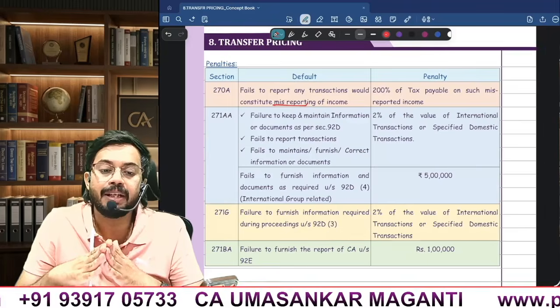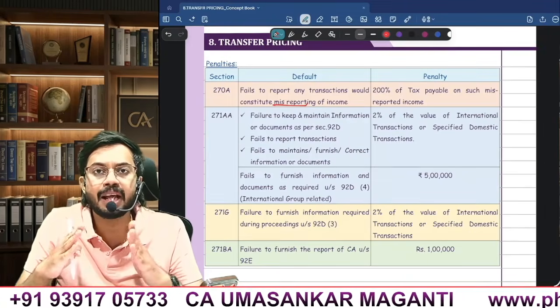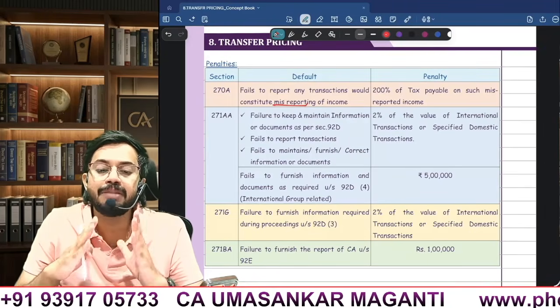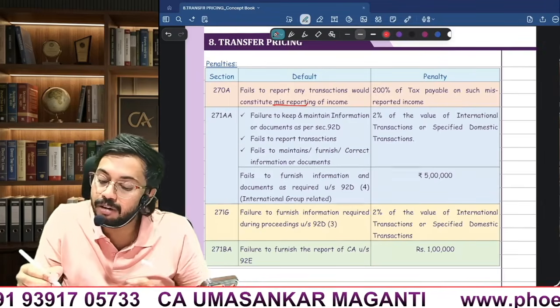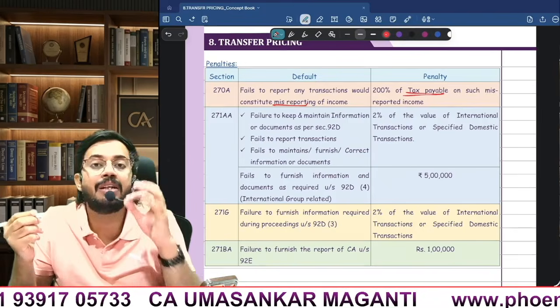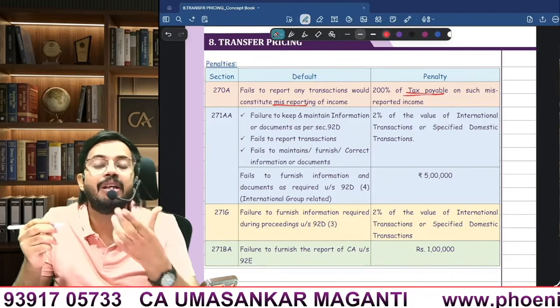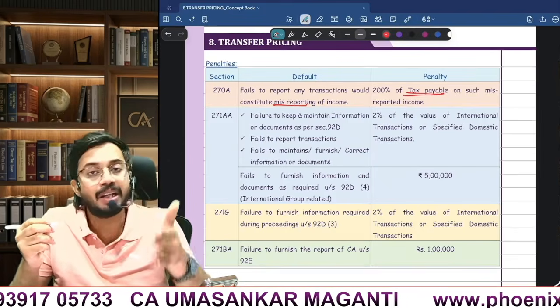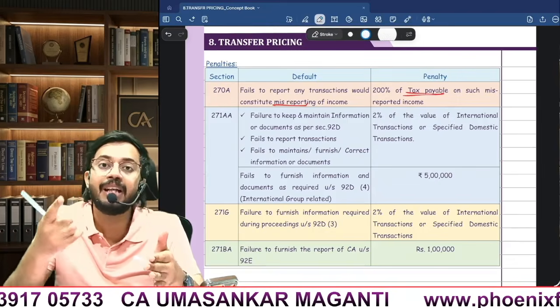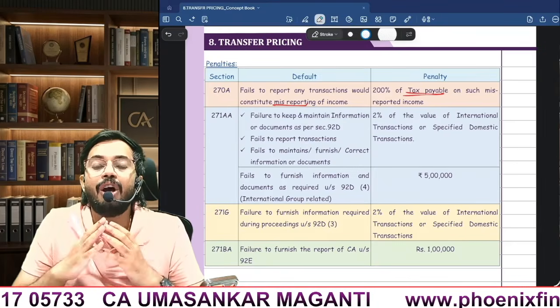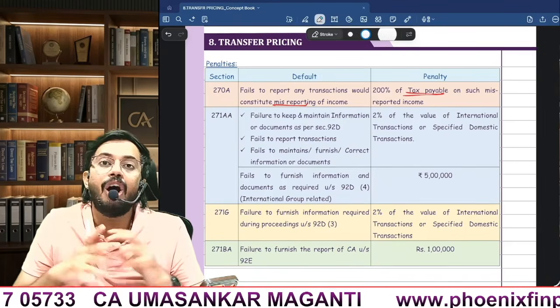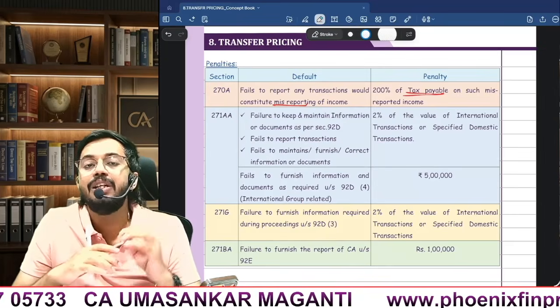Not only transfer pricing, under any provision of the Income Tax Act, if there is misreporting of income, then the department will levy 200% of tax payable. On that misreporting of income, you need to pay the tax liability, and 200% of the tax as penalty. Let's say I have intentionally not disclosed 50 lakhs of income. On 50 lakhs, the tax liability is 20 lakh rupees.